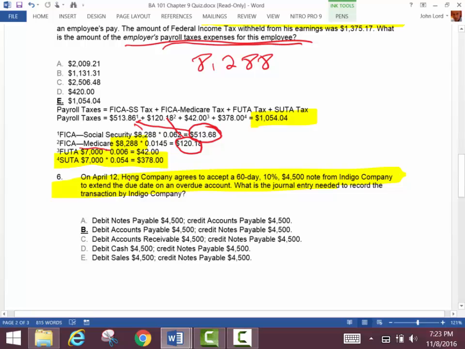Look right here. A company agrees to accept a 60-day note from what? Indigo Company. How will Indigo record this transaction? Indigo's the person borrowing the money, aren't they? Right? Okay. And so if Indigo is borrowing the money, they are clearly going to credit note payable for $4,500 because they're borrowing money, right? Liability. To increase it, you credit it. Right? And since they are getting rid of this account payable, we would debit the account payable.